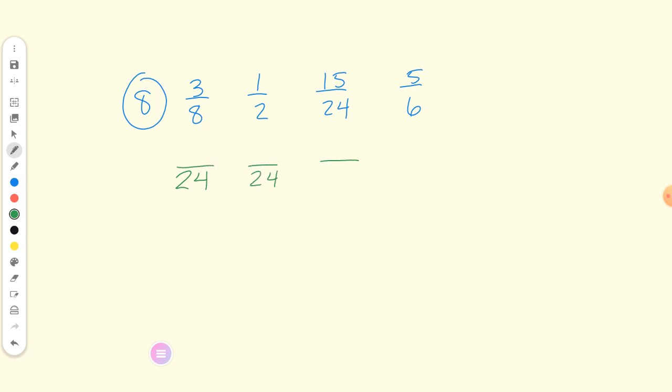So when we do these, I highly suggest you stay organized. So I'm going to drop them all down and show that I want them all to have a denominator of 24. Okay? Paxton, we're doing this together. So stay with me. How do I turn an 8 into a 24, Callan?